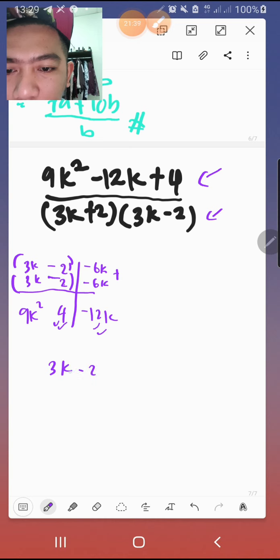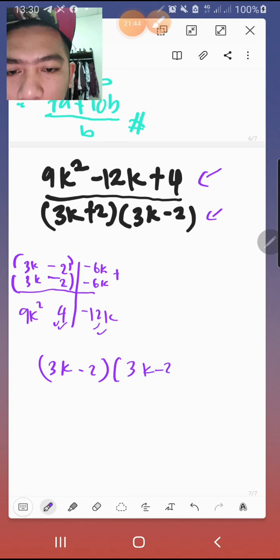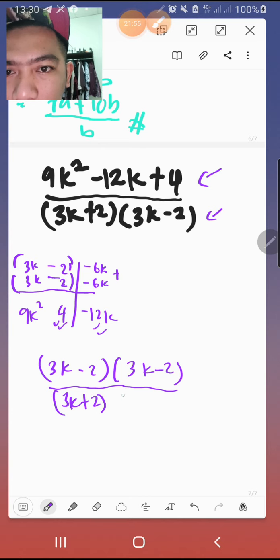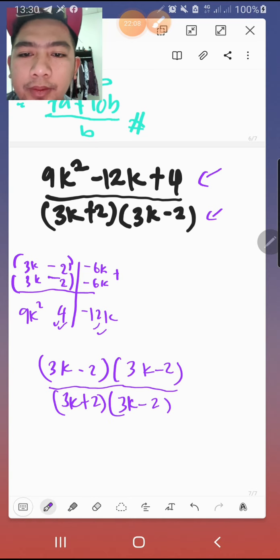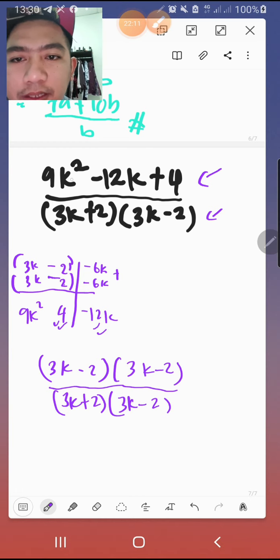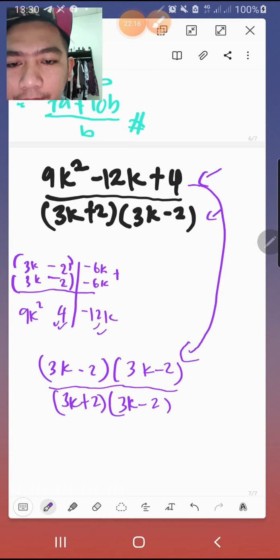3k minus 2 multiply with 3k minus 2 over 3k plus 2, this one again, 3k minus 2. Alright, so the factorization of 9k square minus 12k plus 4 is this one, kan?